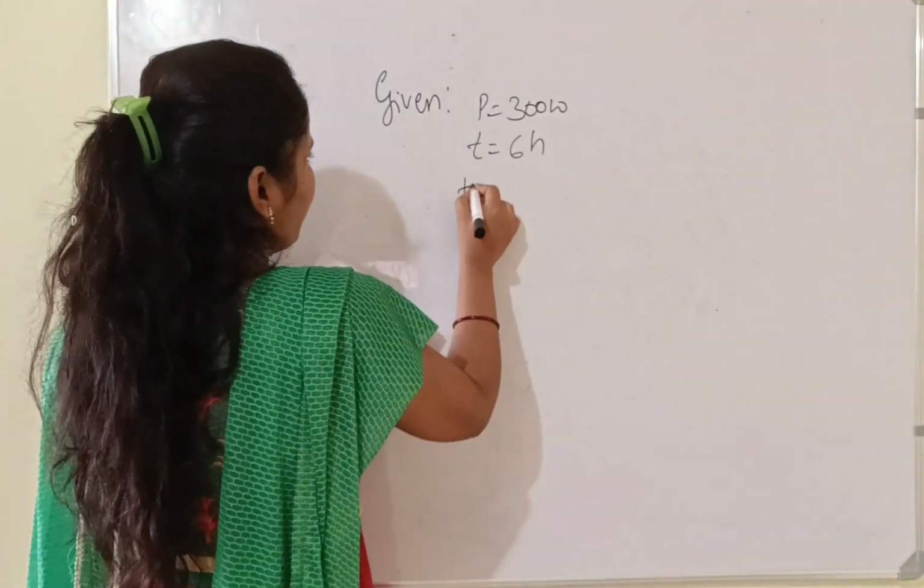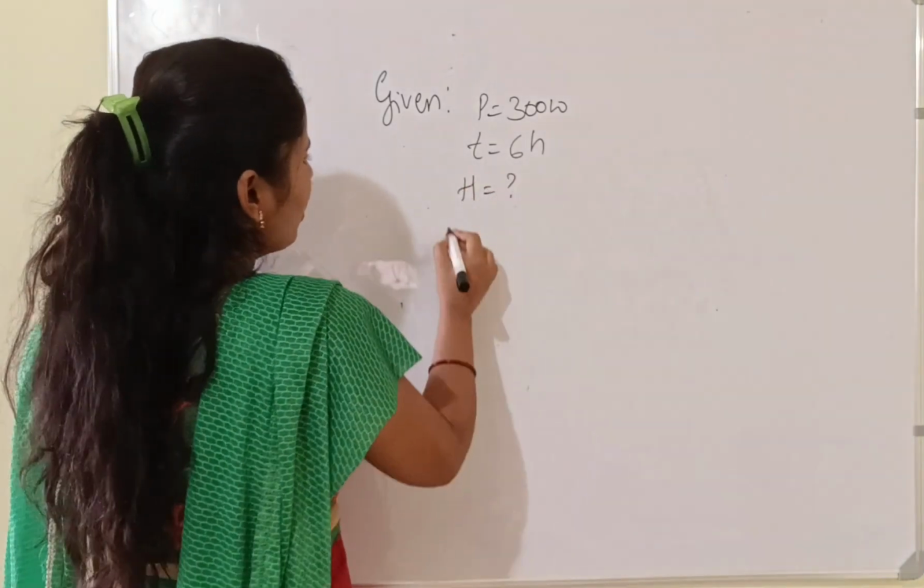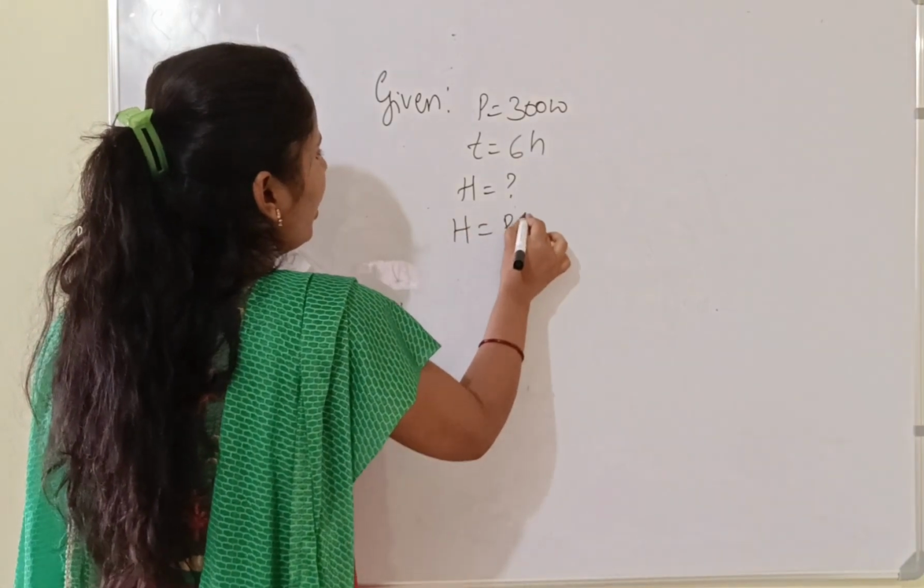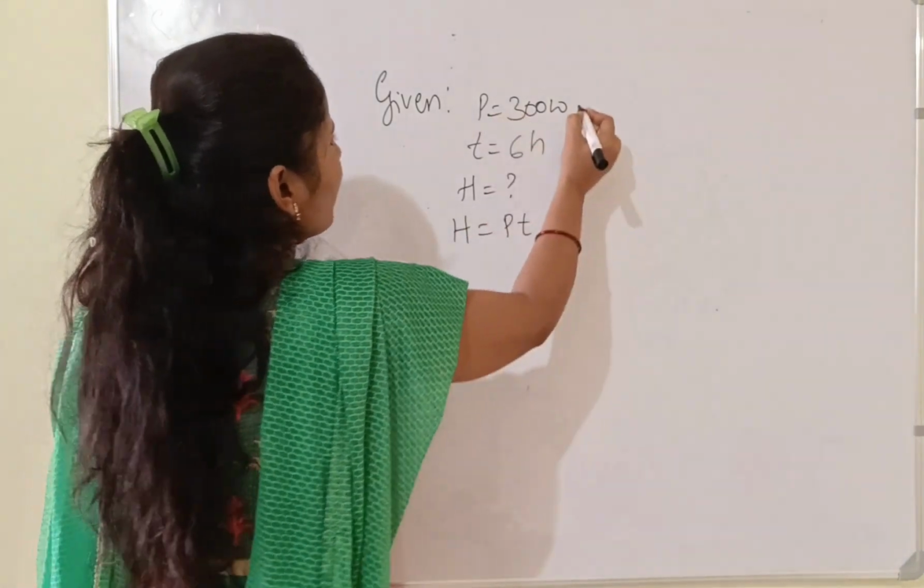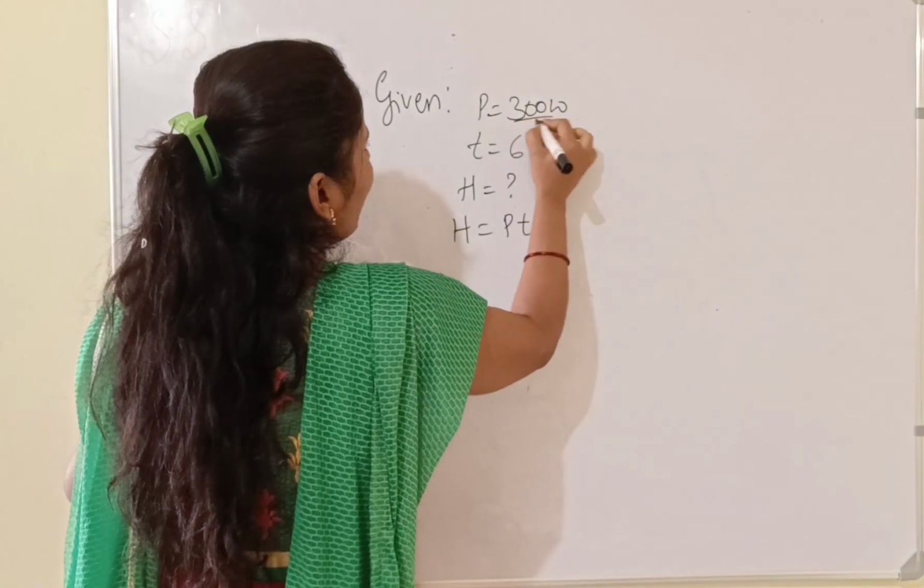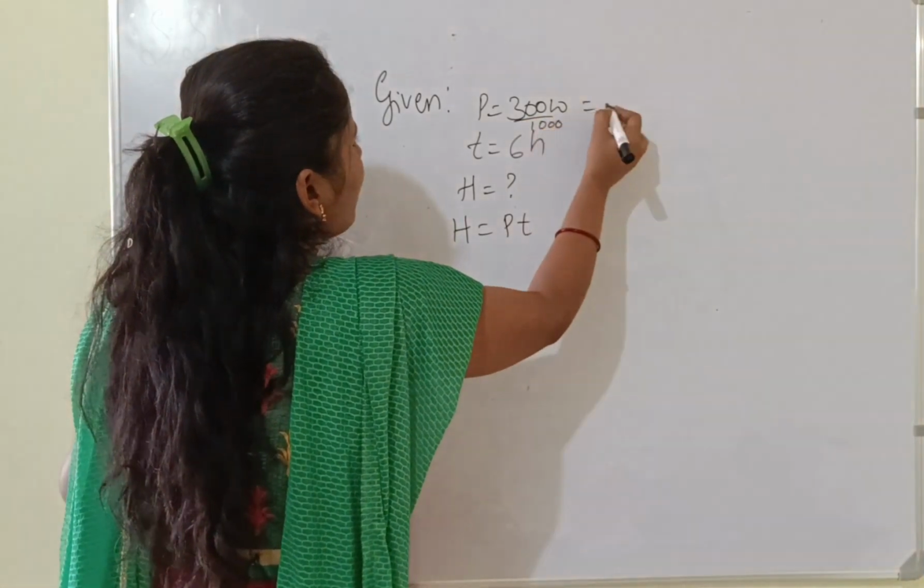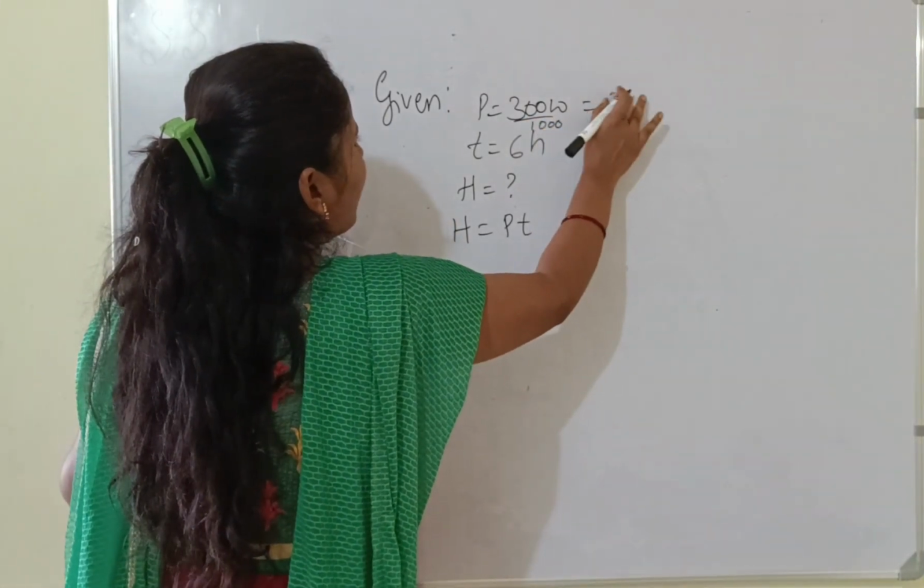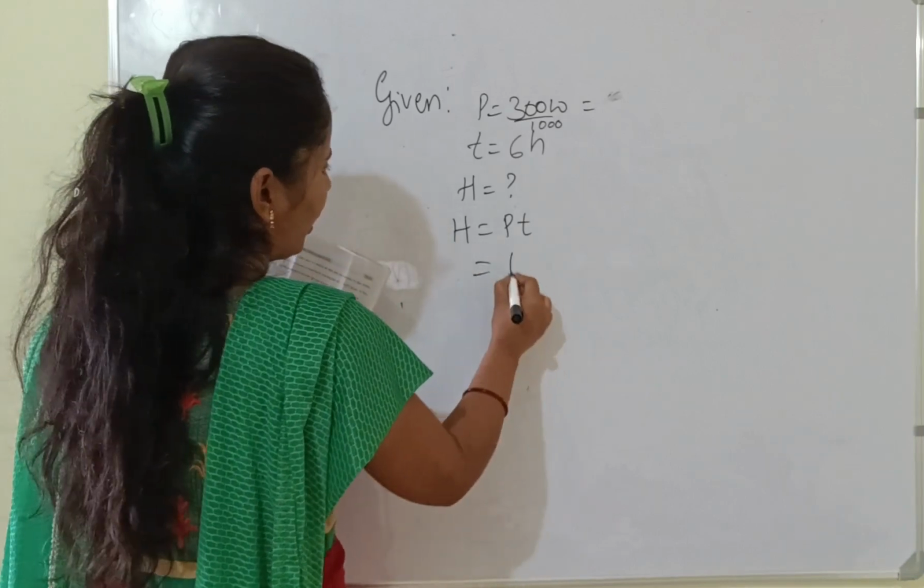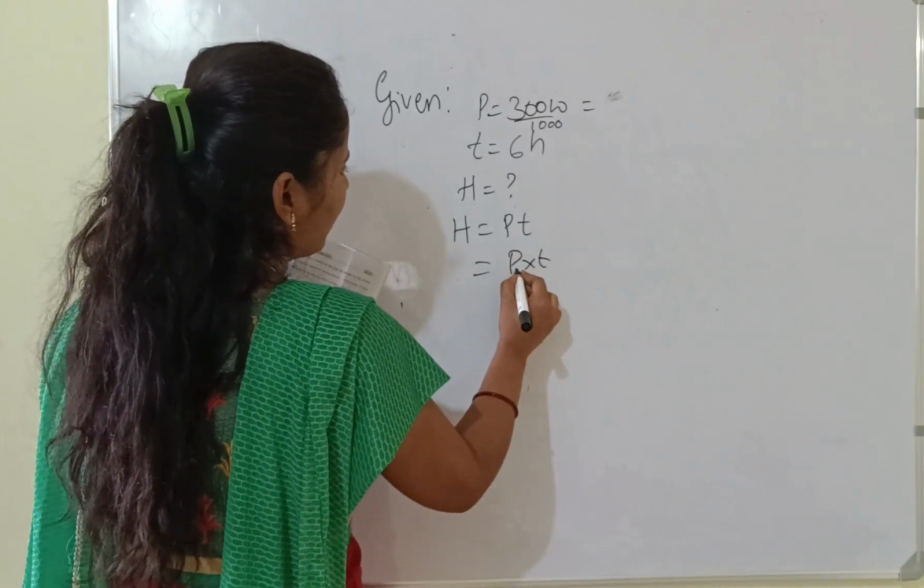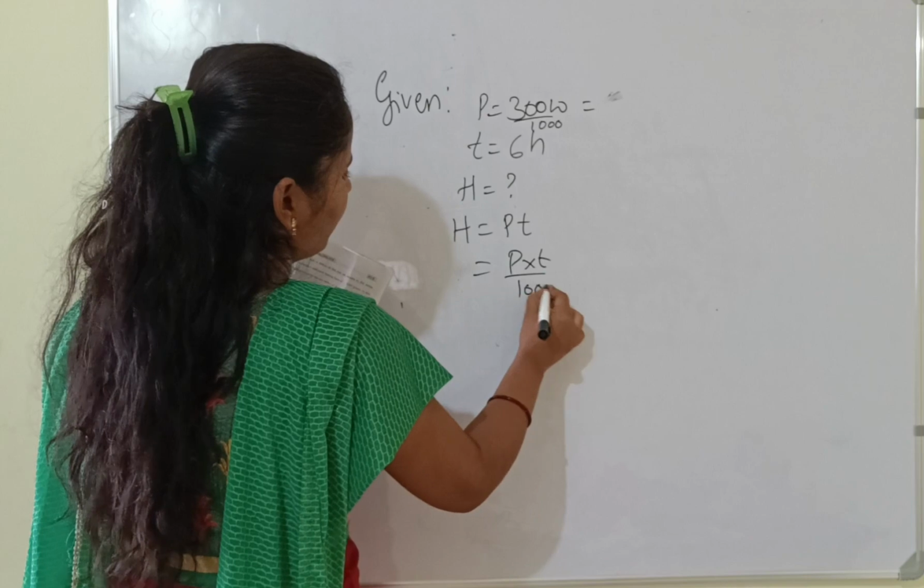So first I have to find out the heat produced. I have a formula H is equal to P into T. This I have to convert into kilowatt, so for that I have to divide it by 1000. So I will directly write here, P into T by 1000.